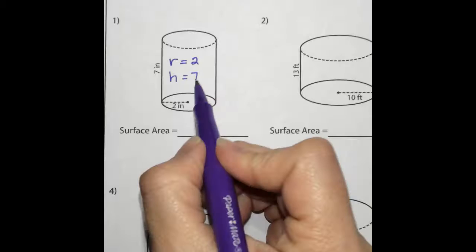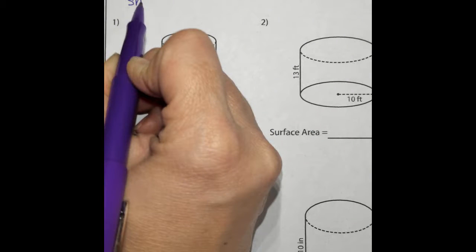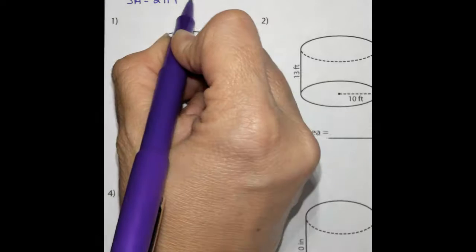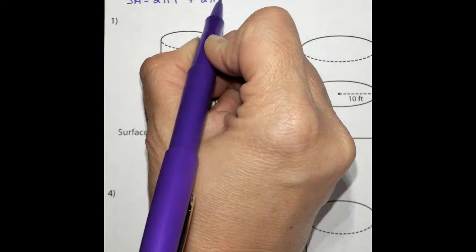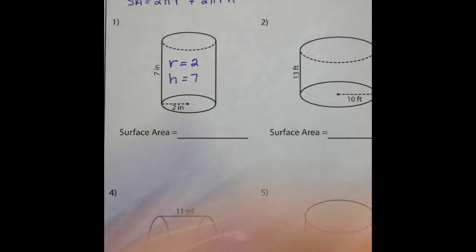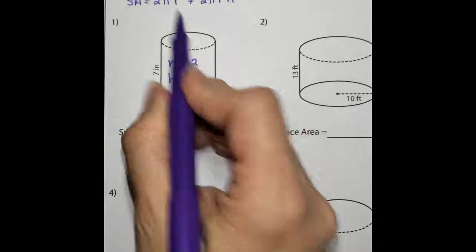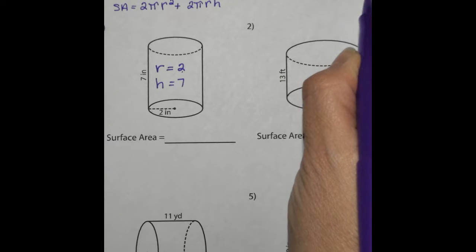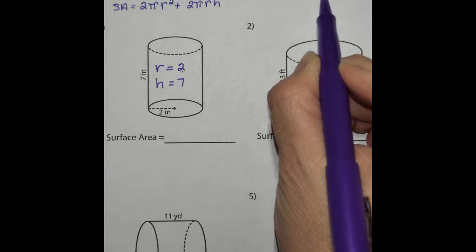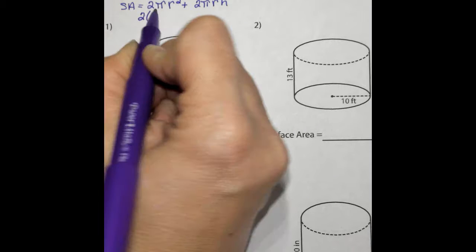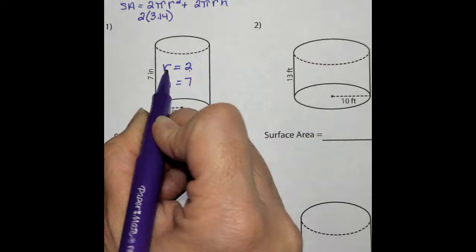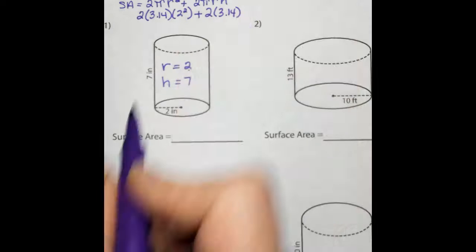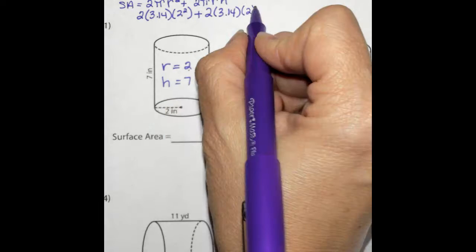Okay, so using those two numbers within the formula, surface area we know is 2 times pi times the radius squared plus 2 times pi times the radius times the height. So substitute. The 2 goes in for the r's and the 7 goes in for the h. And we know to use 3.14 or 3 14/100 for pi. So we have 2 times 3.14 times our radius, which was 2, squared, plus 2 times 3.14 times the radius times the height.